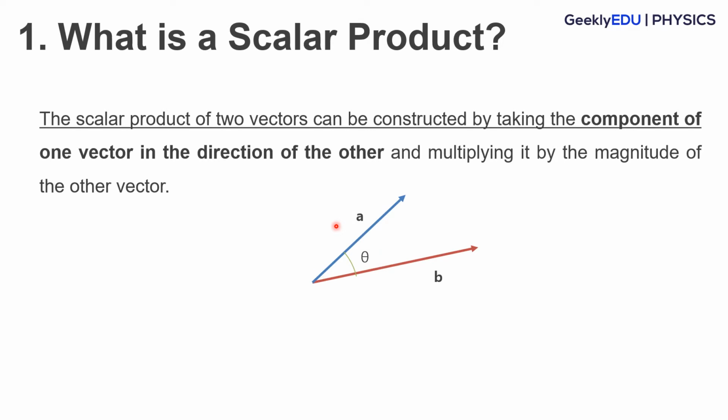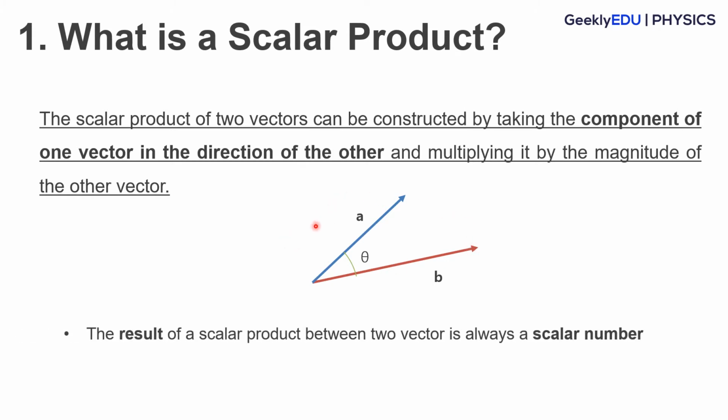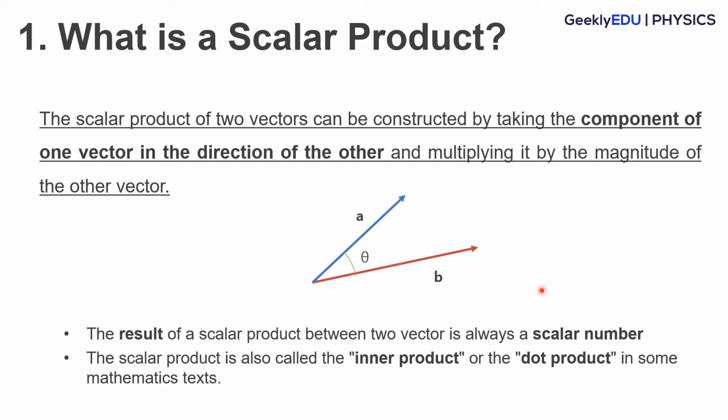Well, a scalar product of two vectors can be constructed by taking the component of one vector in the direction of the other and then multiplying it by the magnitude of the other vector. So the result of a scalar product between two vectors is always a scalar number. And the scalar product is also called inner product or dot product in some mathematics texts. Let's take a look how it works.